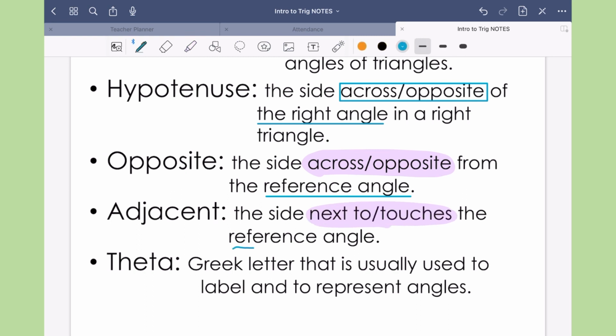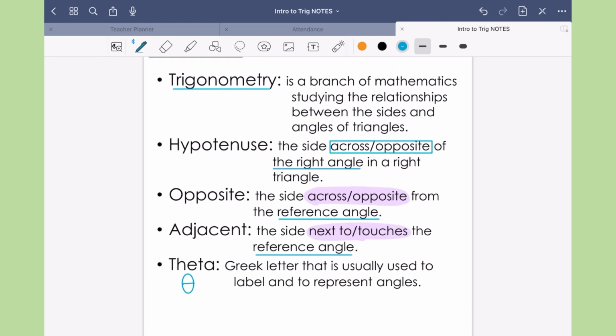There's our word again, reference angle. Theta is going to be the Greek letter that we use to represent the angles. And you'll see that symbol. It looks like a circle or an O, and then it has a line through it. That's theta. So if you want to draw that, that's what theta is. But these are going to be the biggest ones that you do need to know. Hypotenuse, opposite, and adjacent. You are going to use those words for every single trig problem that we do. So it's good to learn those first, which is what we're doing today.